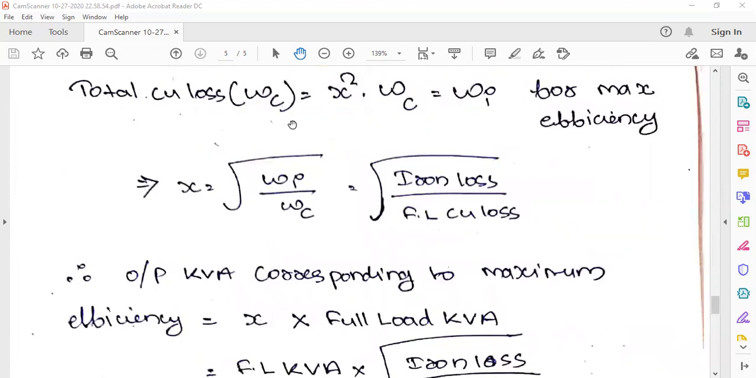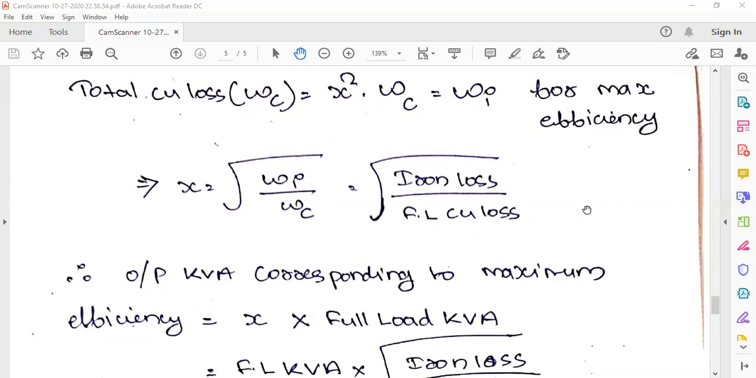Total copper loss is equal to x square into Wc, which is equal to Wi for maximum efficiency. Already I told you, x square Wc, but in the case of maximum efficiency that is equal to the iron loss. Copper loss is equal to iron loss. So that x factor will be root of Wi by Wc, that is, root of iron loss by full load copper loss. Remember, all these key points, all these derivations, all these findings are very important.